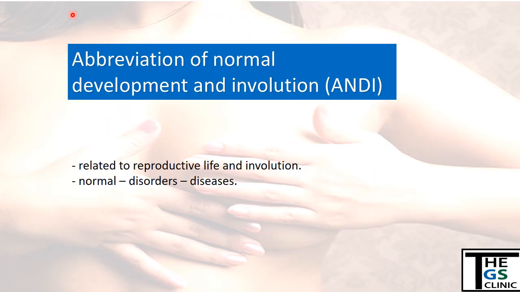So the benign conditions of the breast are all gathered under a broad title called Aberrations of Normal Development and Involution, which we call ANDI. ANDI means that all the conditions of the breast are related somehow to the process of reproductive life and involution later, when the female goes into the postmenopausal period and her elderly life.